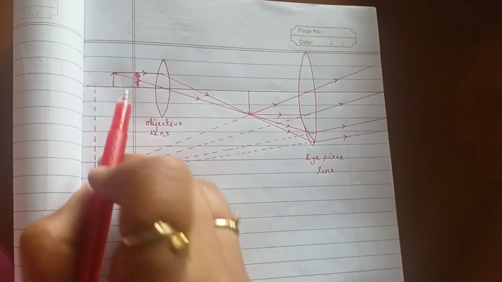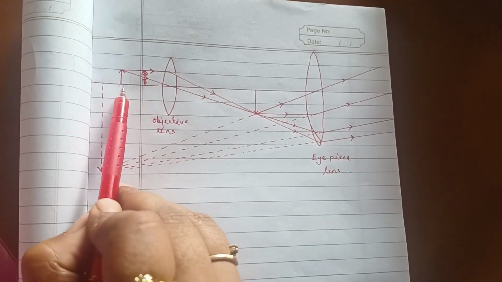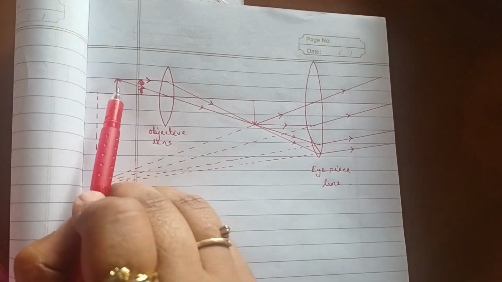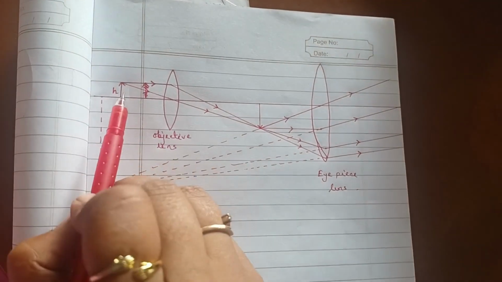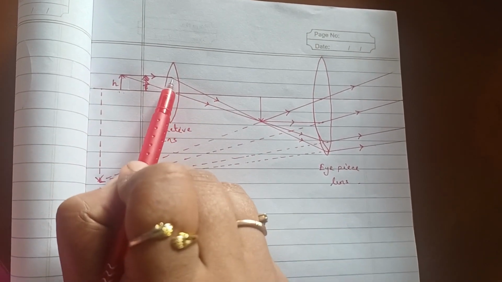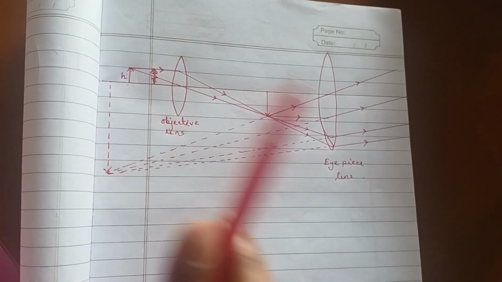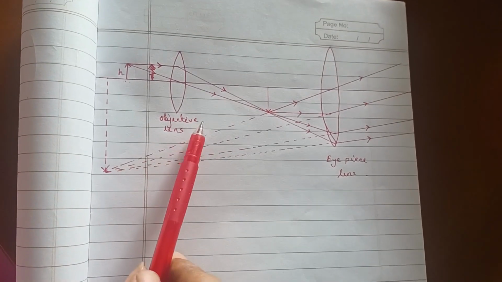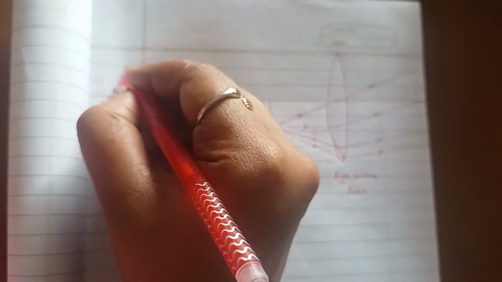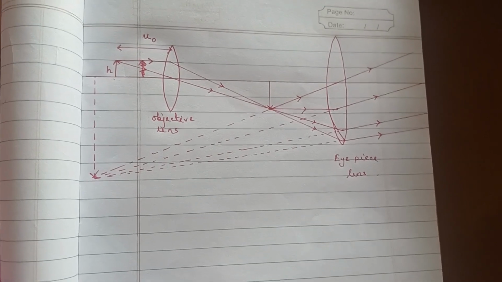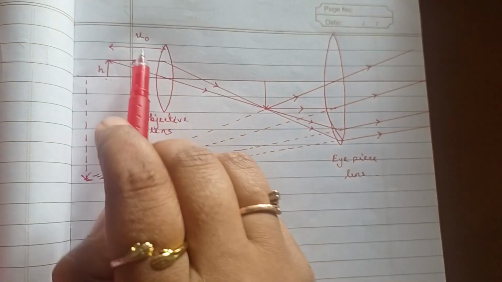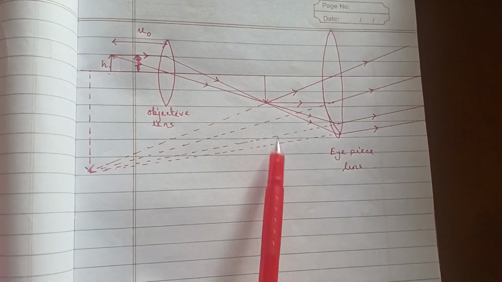Clear? Now this over here, this is your object, the small object which you are going to see. So basically the height of the object, we are giving it a name as h. Now the distance from the object to the objective lens, for this lens, this is the object. So the distance between them should be the object distance. But this is the object distance for which lens? Objective lens. So when we mention this distance, this is the object distance but for objective lens. So therefore UO.